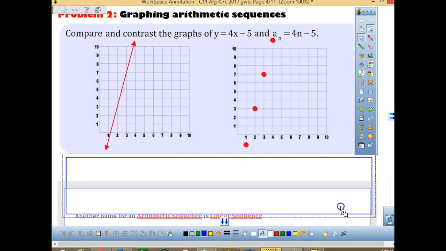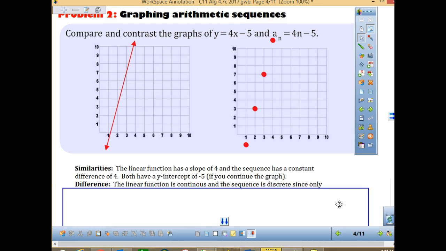yes, we want to say first thing are similarities. Same slope of 4. That means the constant difference is 4. Slope of 4, constant difference. So in the sequence, it's our constant difference. In the linear equation, it's our slope. And both have a y-intercept of 5 if we are going to continue.